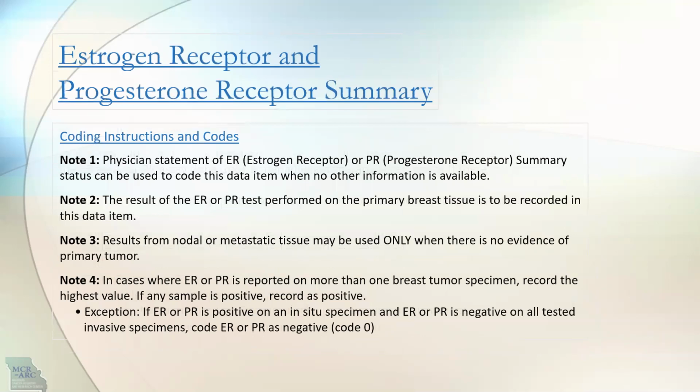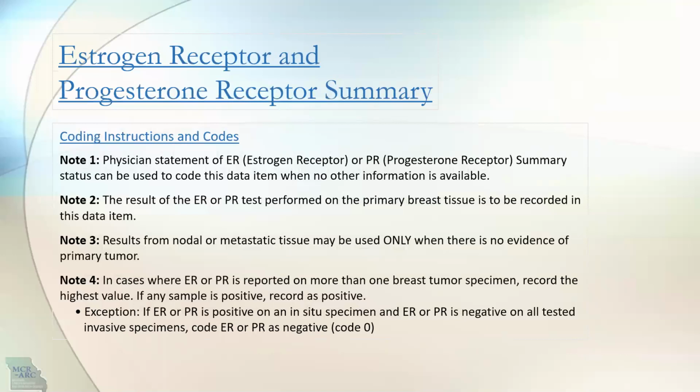This is from SSDI manual page 171 through 172 and 177, and NAACCR SSDI webinar 9/24/18. Coding instructions and codes: physician statement of ER, estrogen receptor, or PR, progesterone receptor summary status can be used to code this data item when no other information is available. The result of the ER/PR test performed on the primary breast tissue is to be recorded in this data item. Results from nodal or metastatic tissue may be used only when there is no evidence of a primary tumor.